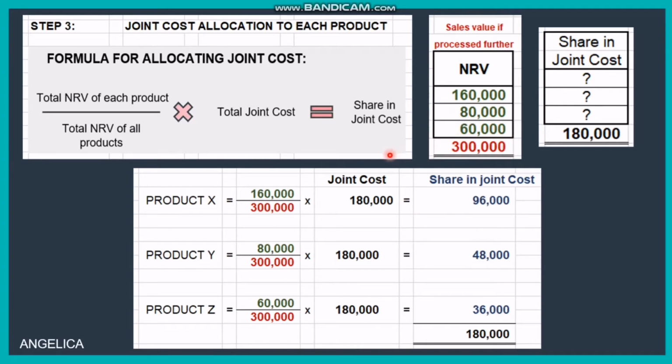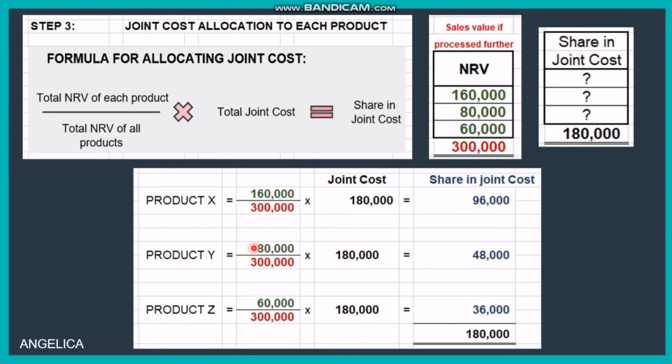So to get the share in joint cost of product X, we must divide the NRV of product X over the overall NRV of the three products times the joint cost. For product X, we have 160,000 pesos over 300,000 pesos times 180,000 pesos, which is the total of the joint cost given above. We have its share in joint cost of 96,000 pesos.